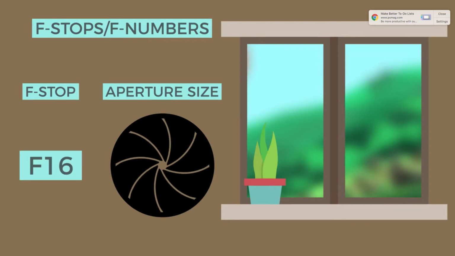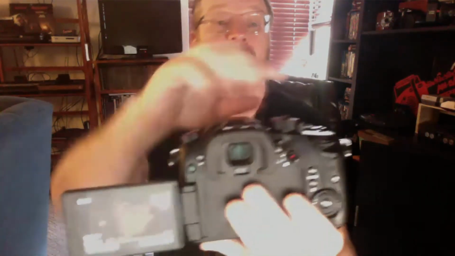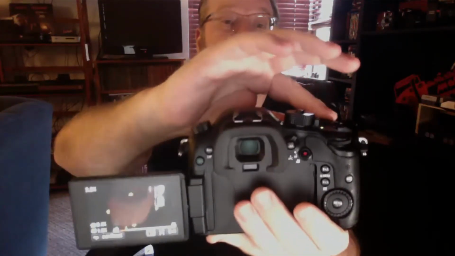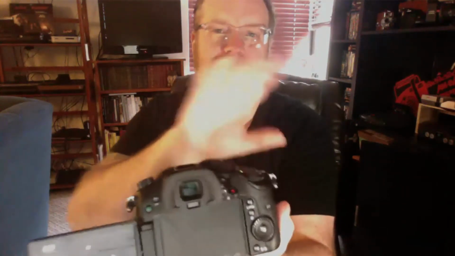For instance, this is my camera. This front roller is my iris. You're not going to be able to read these numbers, but if I roll this, the f-stops will change. That's f5.6, f6.3, f7.1.